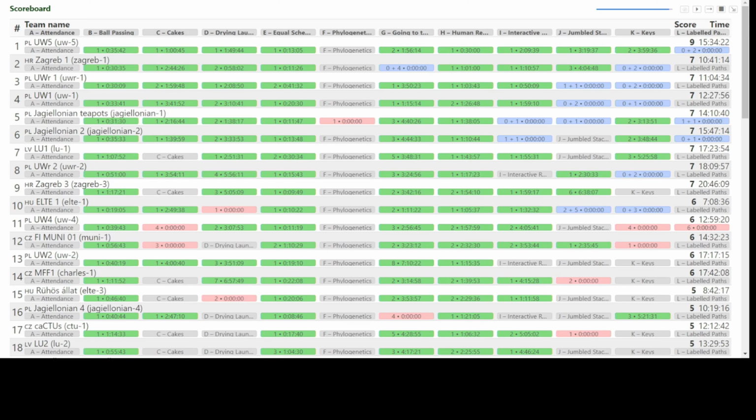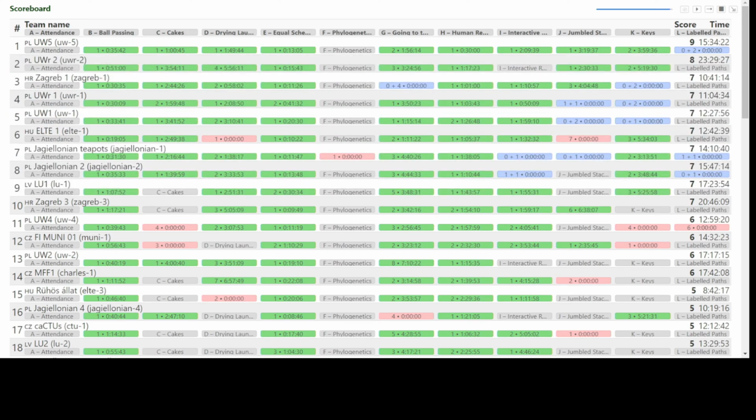We have Ilte 1, 5 attempts at problem J. Incorrect. 3 attempts, problem K. Correct. And I believe we've determined the 10th place, University of Zagreb 3. Next we have University of Wrocław 2, 2 attempts at keys. Correct.